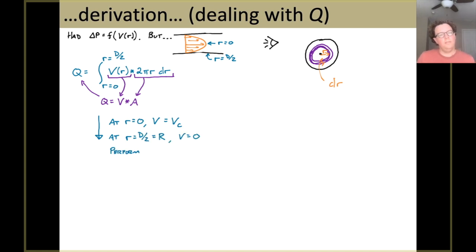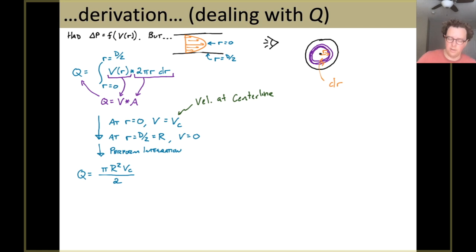We know a few things. We know at radius 0, the velocity is equal to vc, and all that vc means is velocity at pipe center line. So that's the velocity in the middle. And we know when you get out to the wall that the no slip condition gives a velocity of 0. If we go ahead and do this integration, we get a nice descriptor for flow rate as a function of things like the diameter of the pipe as well as the centerline velocity.